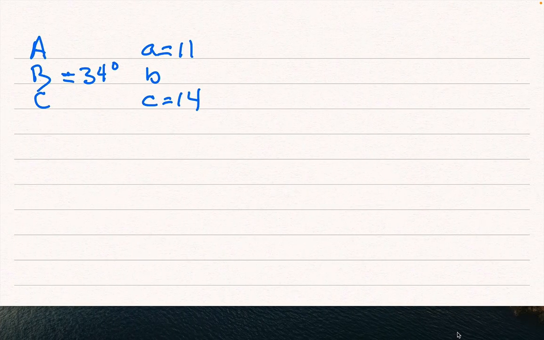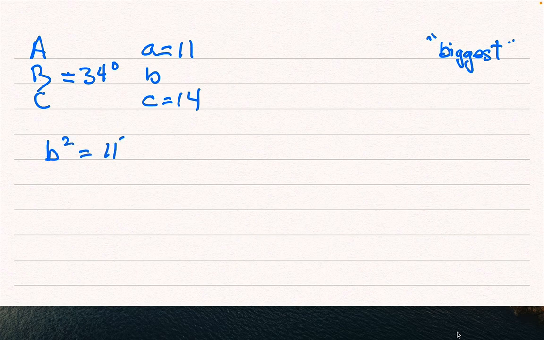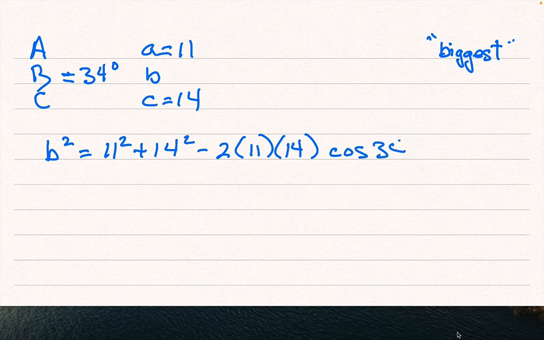All right, so given this, what I want to do with the law of cosines is find the biggest side or the biggest angle. Usually that's what I'm looking for. Sometimes it's set up so that I have to find certain sides or angles. I can't use law of sines here because I need an angle and an opposite side. So I have to use law of cosines, which would be b squared is equal to a squared plus c squared minus 2 times a times c times the cosine of 34 degrees.